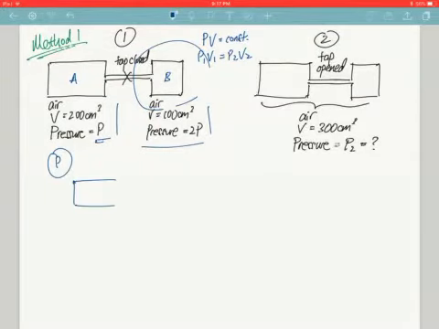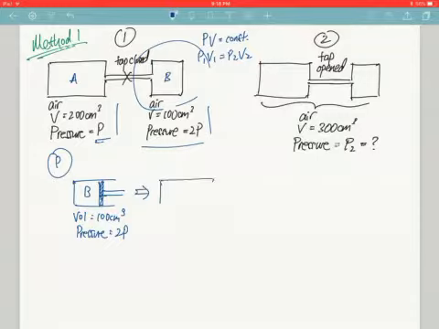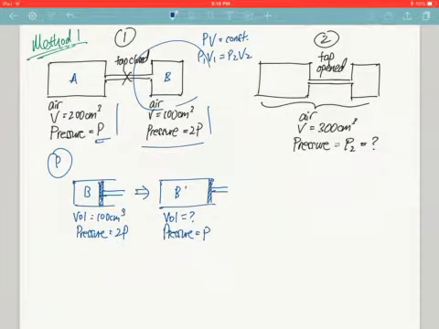Now if you consider cylinder B to be like a piston that you're familiar with, right now the volume is 100 cm cube and the pressure is 2P. If I pull the piston out slowly so that there's no change in temperature, let it be B prime, the pressure now I want to be P. Therefore, what is the new volume? By right you should know that it's about 200 cm cube.